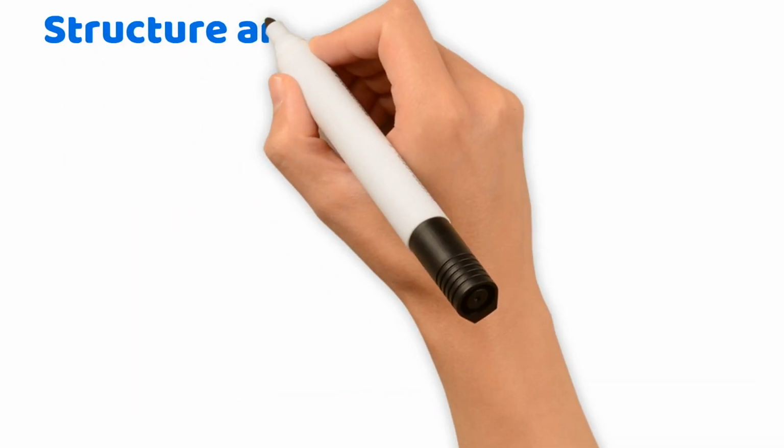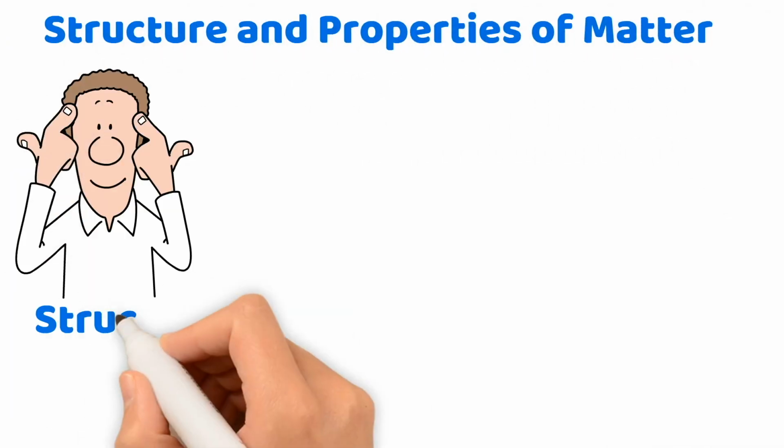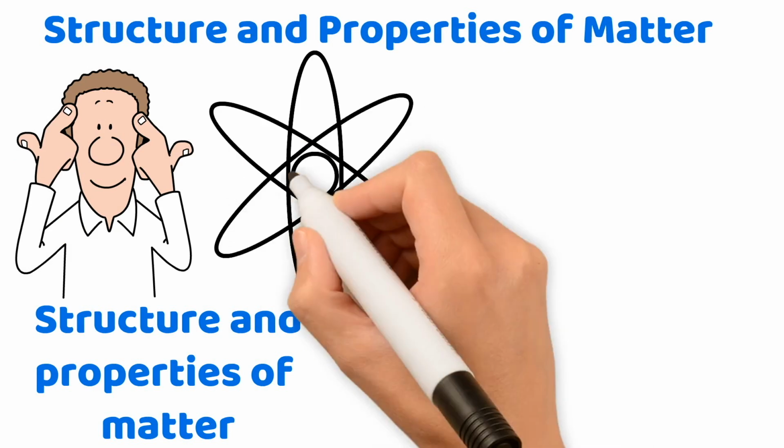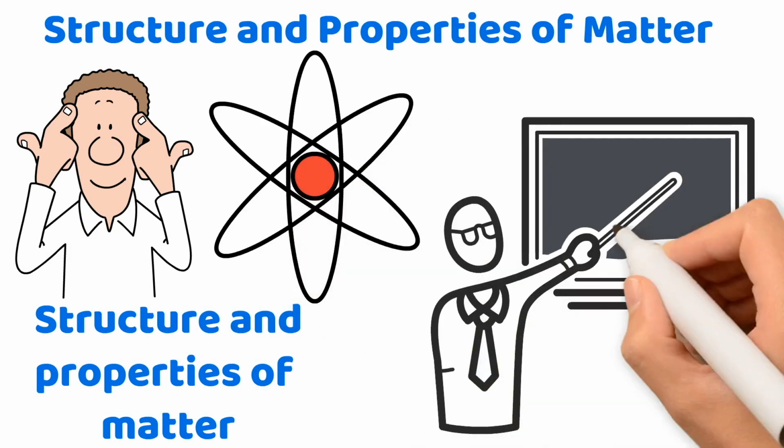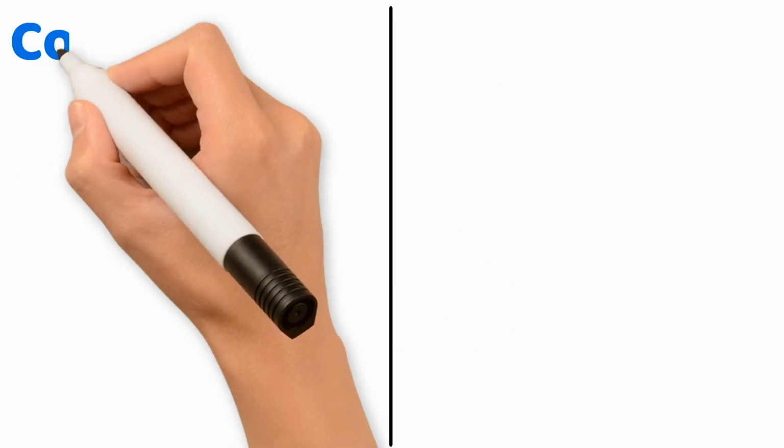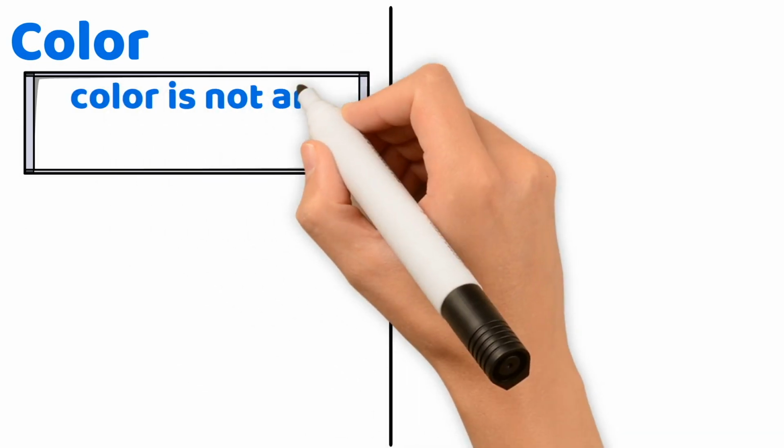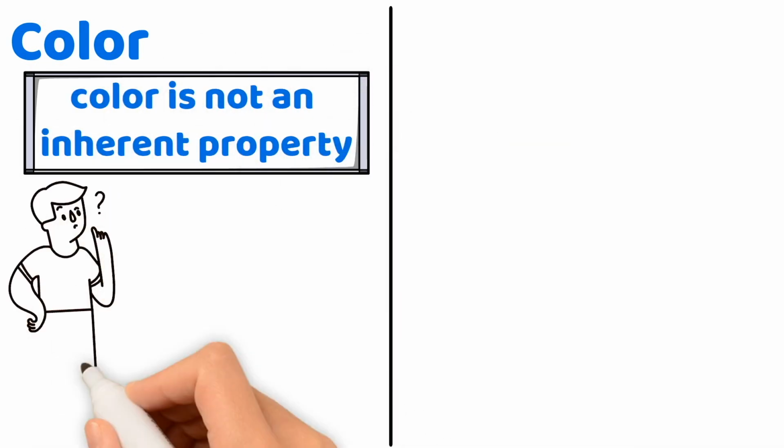Structure and properties of matter. Understanding the structure and properties of matter is fundamental in physical science. Let's break down some key concepts. Color. Remember, color is not an inherent property, but how substances interact with light.